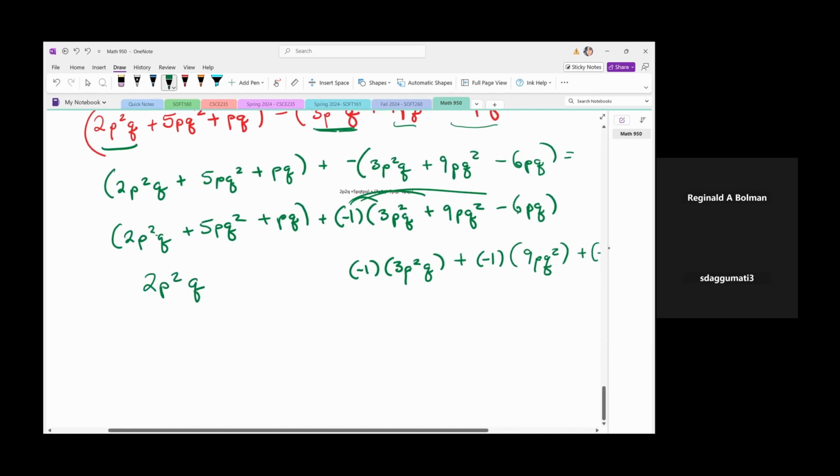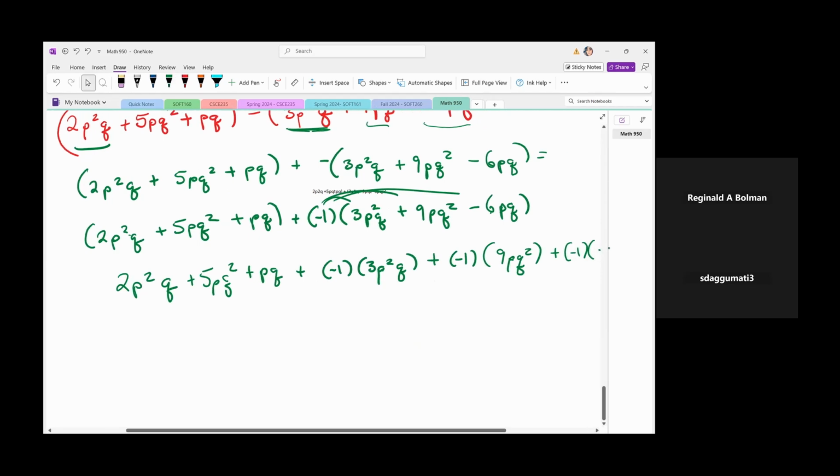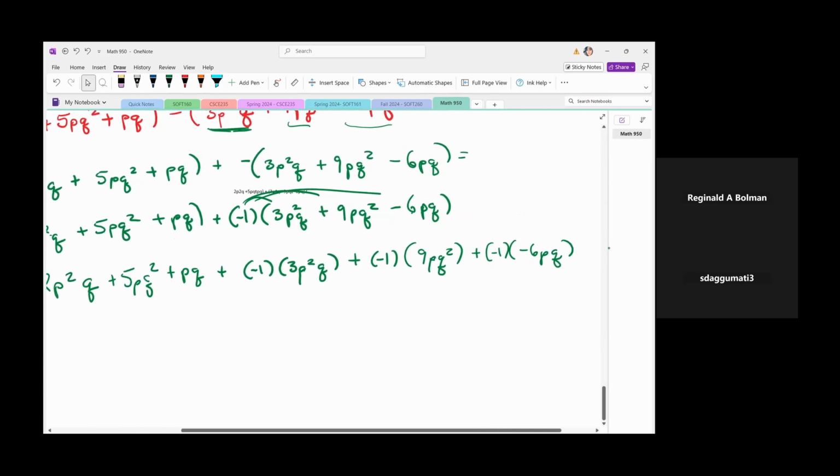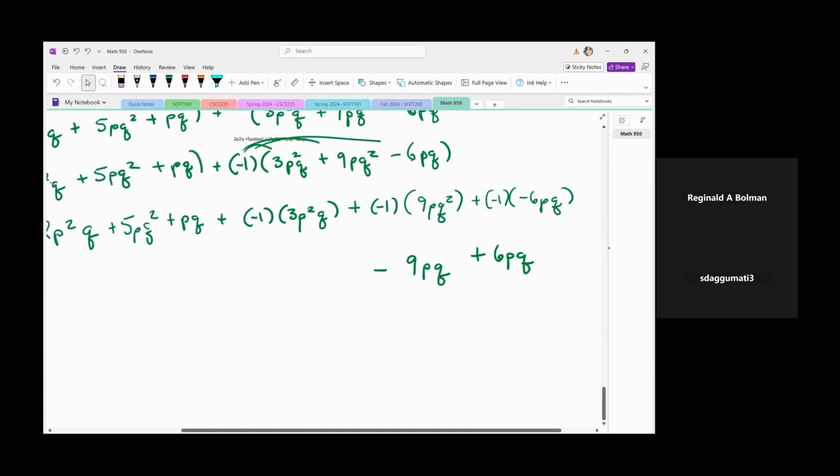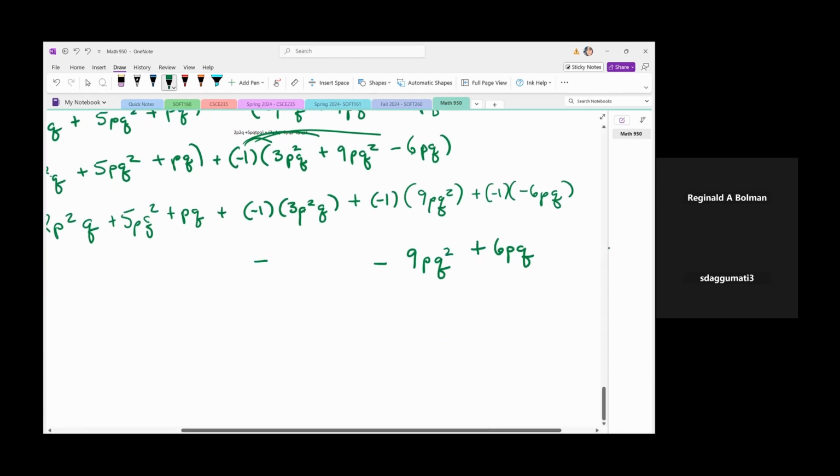So you're going to have 2p squared q plus 5pq squared plus pq plus -1 times 3p squared q plus a -1 times 9pq squared plus a negative 1 times a negative 6pq. Negative negative is a positive. 6 times 1 is 6. So we have a 6pq. Positive negative is a negative. 1 times 9 is 9. So you have a 9pq squared here. Positive negative is a negative. 3 times 1 is 3. p squared q is left over. And you've just got 2p squared q plus 5pq squared plus pq.